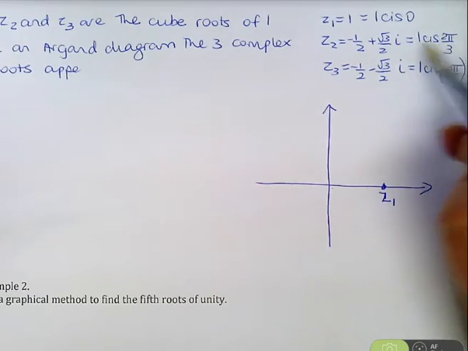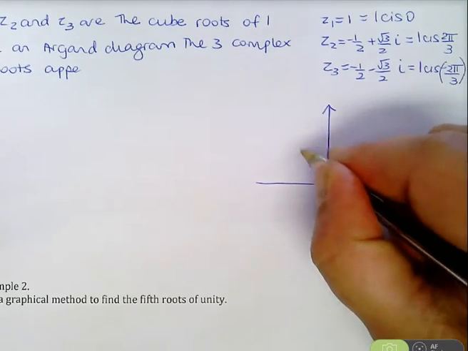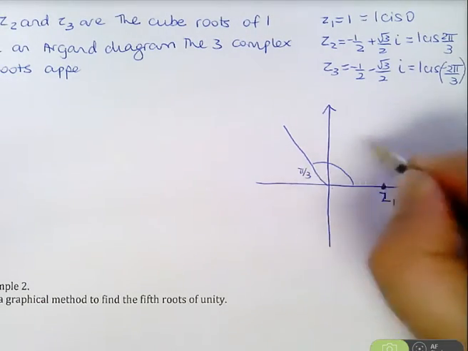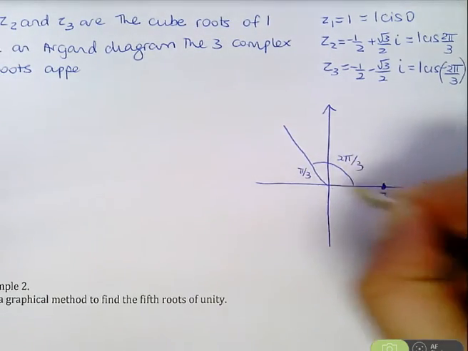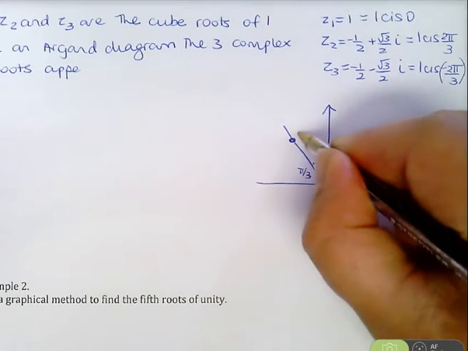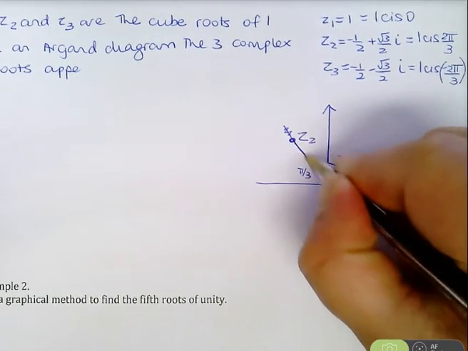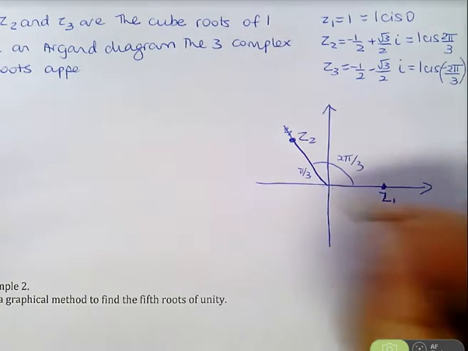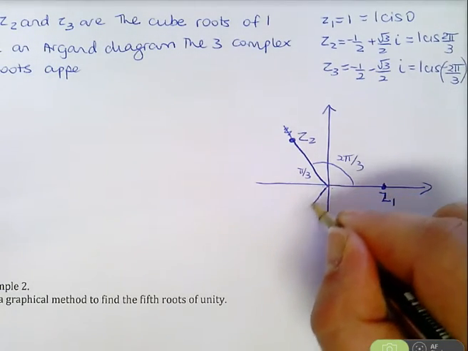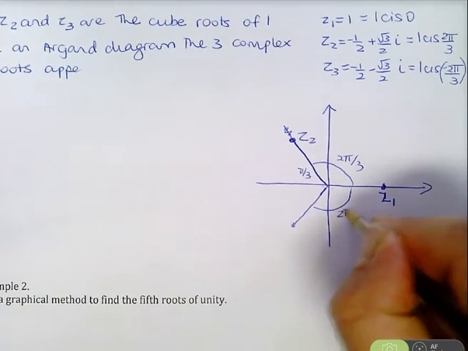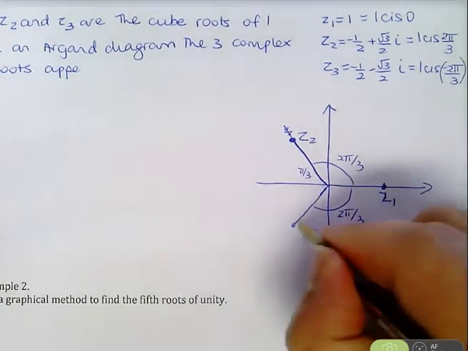Z2 is 1 cis 2 pi on 3, so roughly about 120 degrees, so this will be pi on 3 in there. This is 2 pi on 3. Sorry, I need to draw this about there. That's my second root, Z2, which has modulus 1. And then the third root, if that's also roughly 2 pi on 3, the angle there is minus 2 pi on 3.